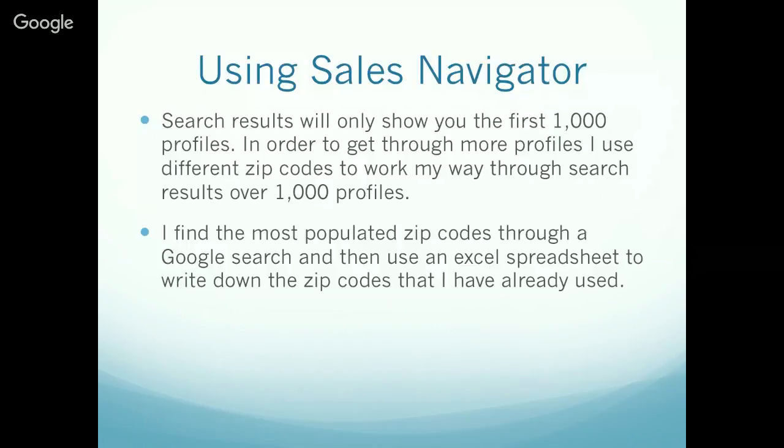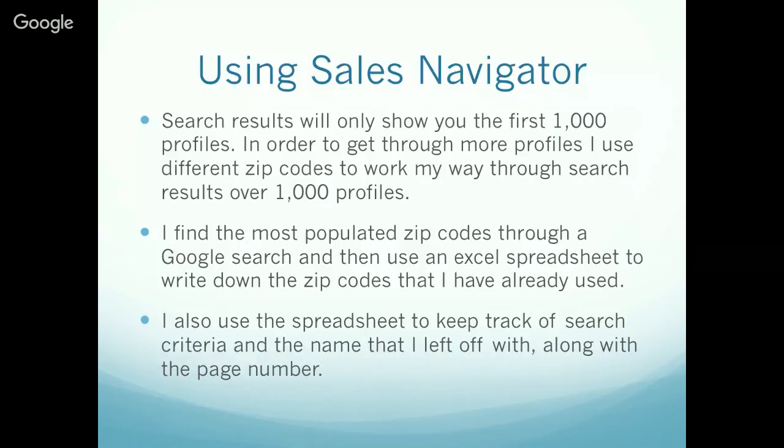How would you find what zip codes to use? Well, I find the most populated zip codes through a Google search and then use an Excel spreadsheet to write down the zip codes that I've already used. I also use the spreadsheet to keep track of search criteria, such as what I've used, let's say a CEO at a company that has over 500 people in the United States. That's the search criteria that I'm talking about.